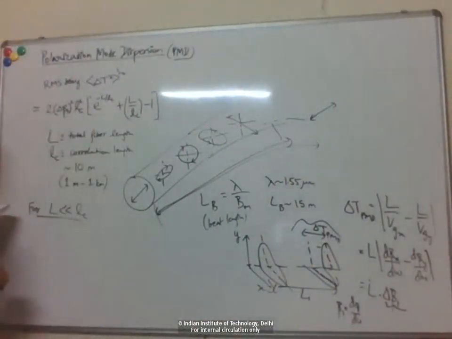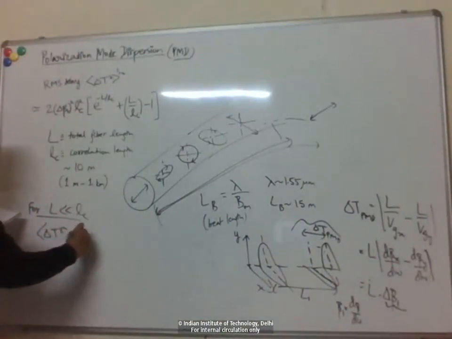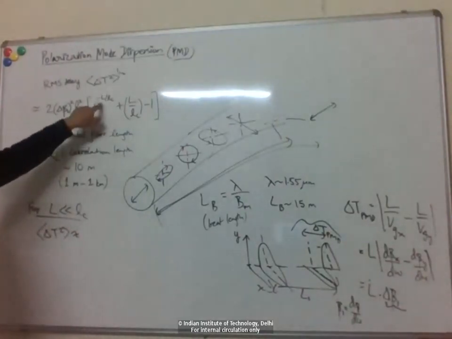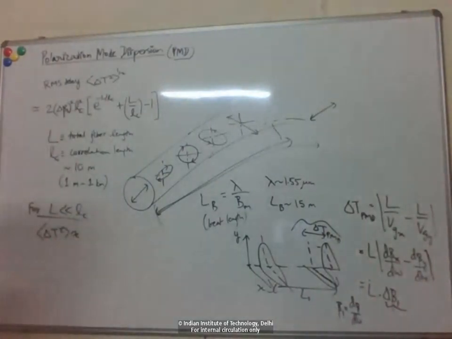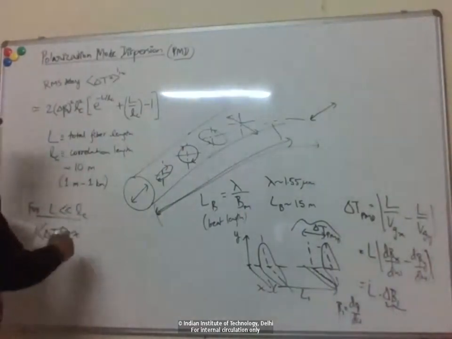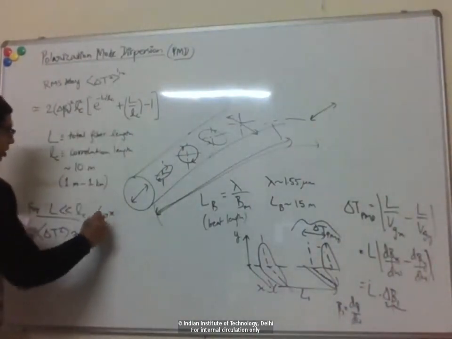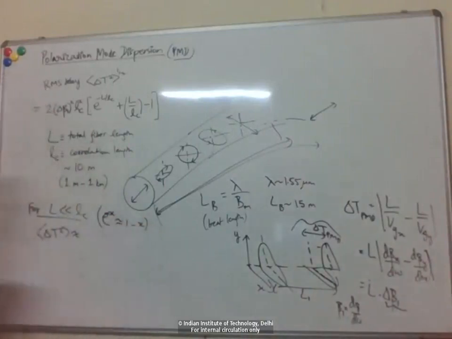If L is much less than LC, then in this expression the exponent, capital L over small LC, is much smaller than 1. So we can expand it: e to the minus x is approximately 1 minus x.